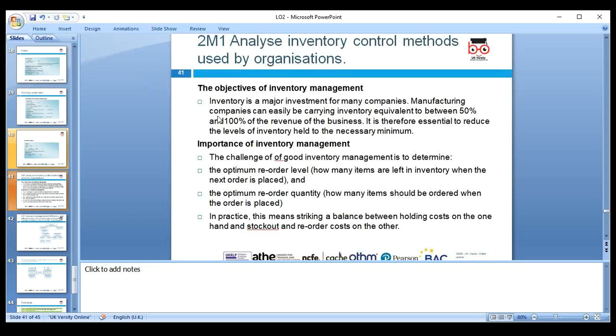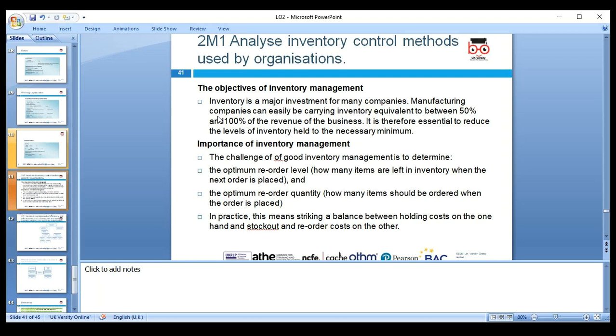Then 2.1, which is the merit criteria if you want to do analysis of the inventory method using the objective of inventory management. Inventory is a major investment for many companies, and manufacturing companies can easily carry inventory equivalent to between 50 and 100% of revenue. It is therefore essential to reduce the level of inventory held to the necessary minimum. Not a lot, because it can become obsolete, your cash can be stuck, and it can have a huge impact on the business.